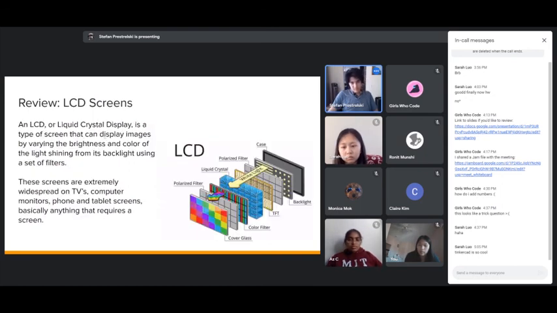Next up, we have the LCD screen, or liquid crystal display. It's simply a type of screen that can display images by varying the brightness and color through a set of filters. The one we use is essentially a 7-segment display, well, a glorified 7-segment display, but it can still display text pretty reliably. And LCD screens are extremely widespread. Name pretty much any TV, computer, phone, what have you in your house, and I can almost guarantee that it will have an LCD screen.